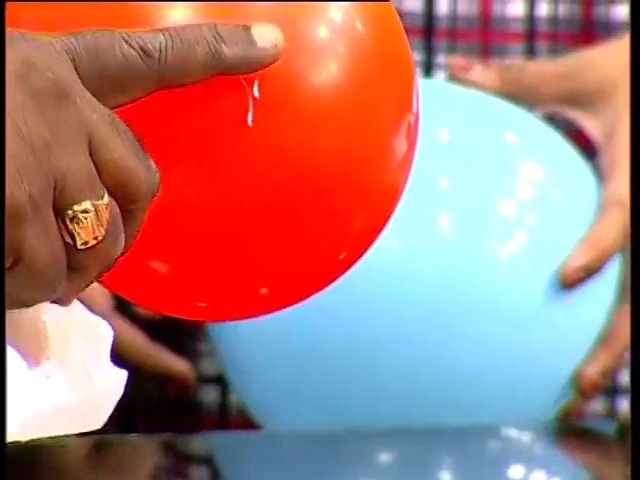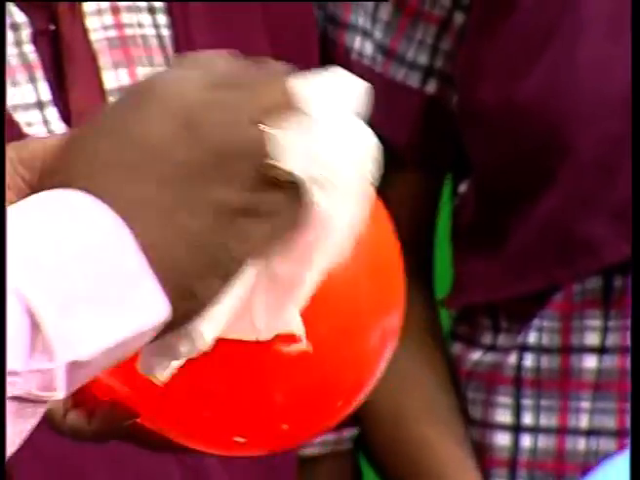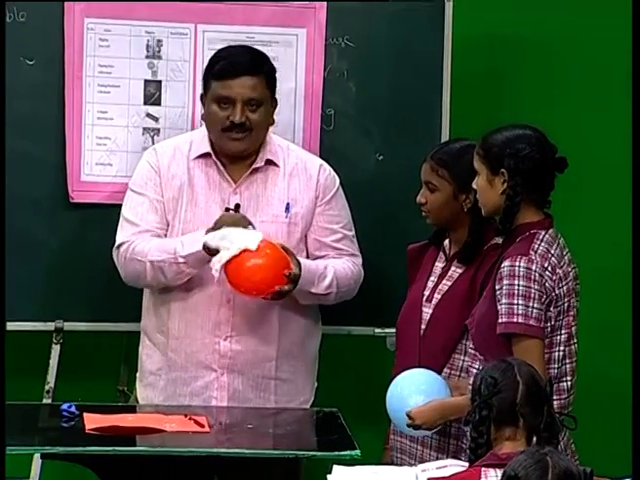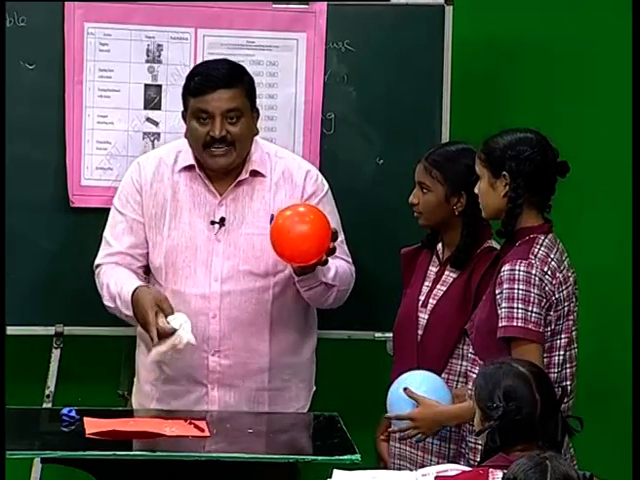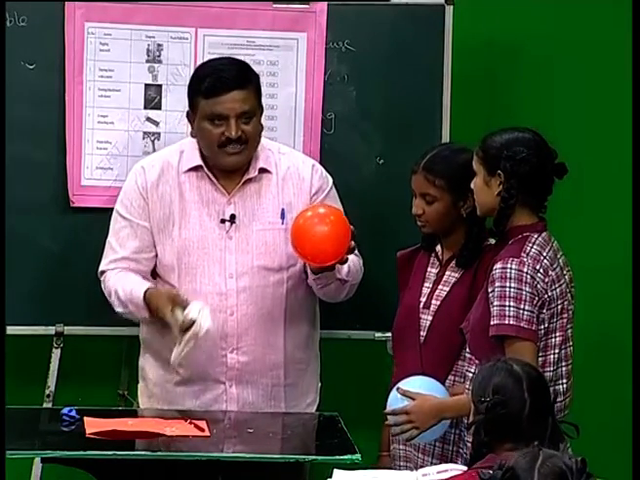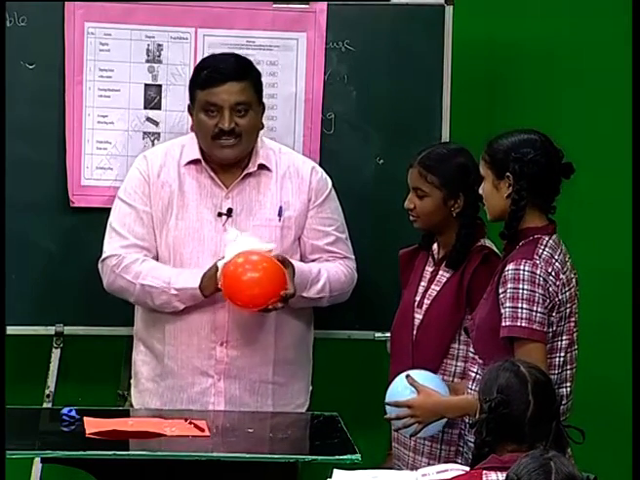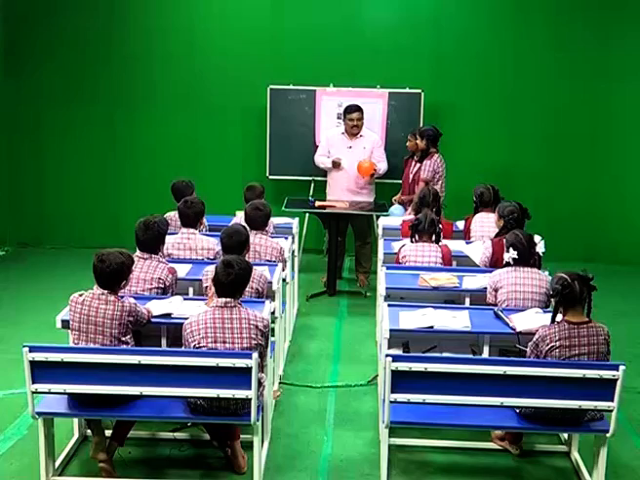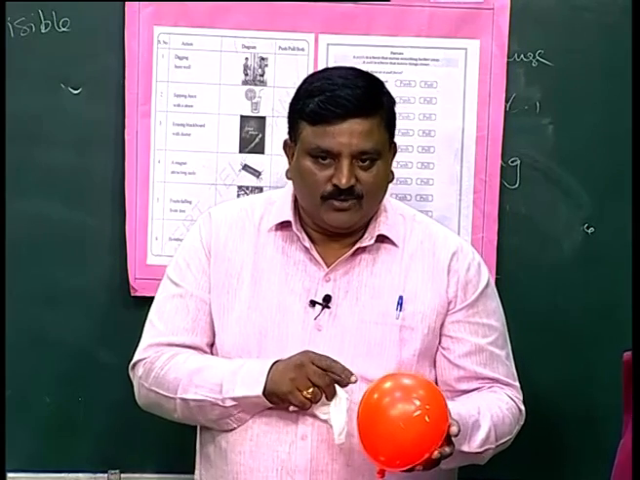What we learned from this activity? By rubbing there is friction and it generated some charge on the balloon. So one charged body attracting another charged body is called electrostatic force. Electrostatic force is existing in the rubbed balloon.